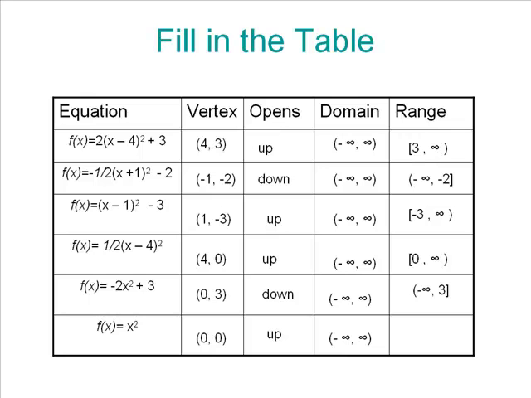And then the next one opens downward, so it comes from negative infinity to the k value, and the k value in this case is going to be 3. And then the last case, it opens upward, so it goes from 0, which is the k value, to positive infinity. So these are very fundamental characteristics and things that you should know, things that you can get from the equation of a parabola.